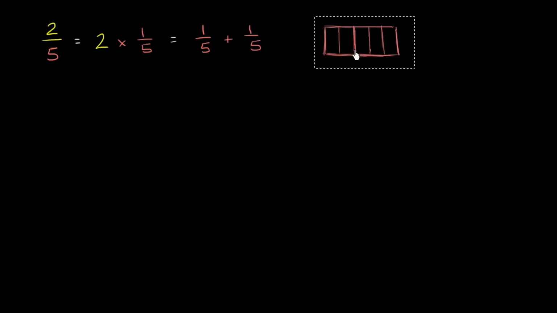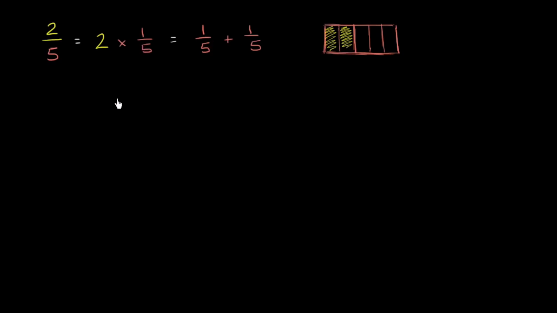We've already seen that the fraction 2/5 can be literally represented as 2 times 1/5, which is the same thing as literally having 2 1/5s, so 1/5 plus 1/5. If we wanted to visualize it, let me make a whole here and divide it into 5 equal sections. This represents 2 of those fifths. This is the first of the fifths, and this is the second of the fifths. Literally 2 fifths.